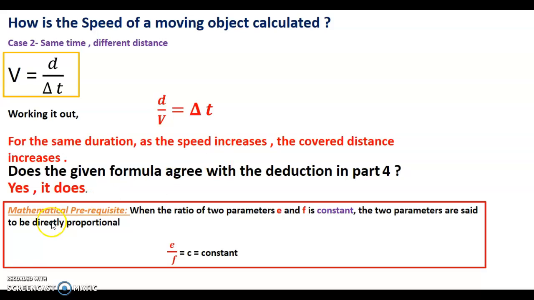So what is the mathematical prerequisite that agrees with our conclusion? In mathematics, we know that if two parameters E and F are divided by each other and the ratio is constant, even if E and F take different values, then the two parameters are said to be directly proportional. And this is true for our case because the ratio d over v is equal to a constant. So during the same time, as the speed increases, the distance increases.